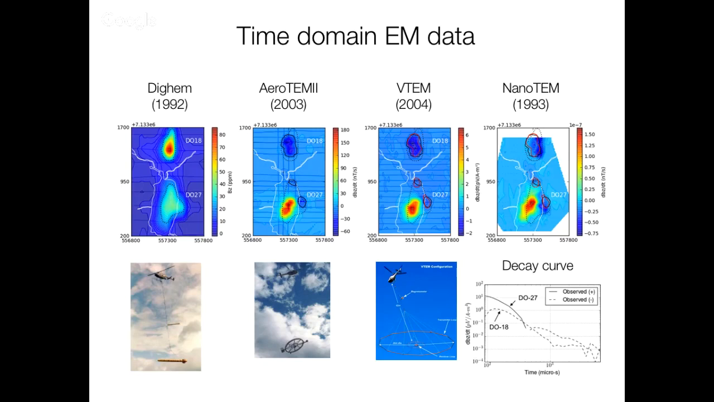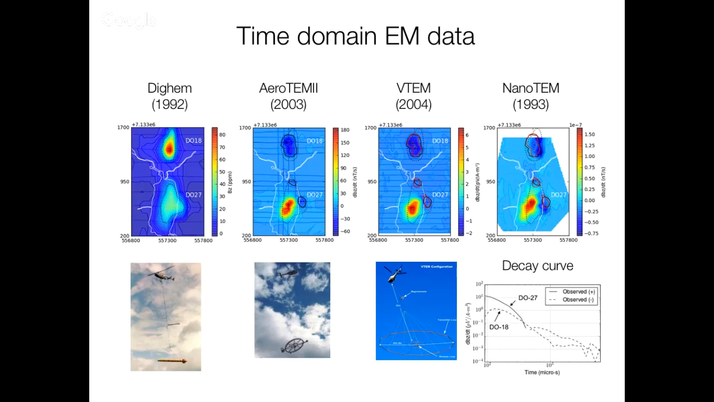VTEM came along the next year and did exactly the same thing. So unquestionably, these are really early-time negative values that we're having. There is also ground-based data. We're not going to talk about that, but it again shows this was the NanoTEM data.